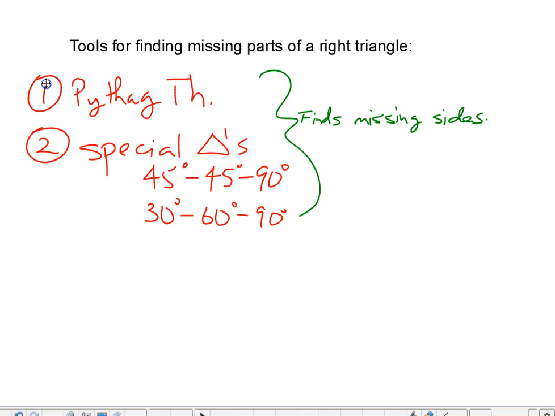Now, the only tool to find missing angles is our old friend, the triangle sum theorem, which we all know says the three angles in a triangle always have to add up to 180, okay?